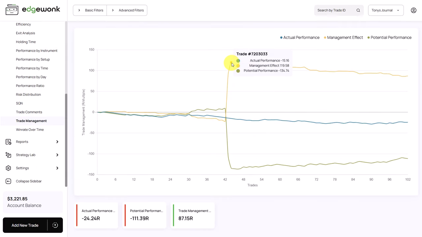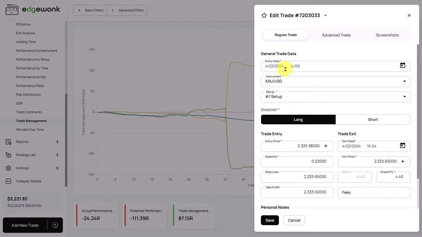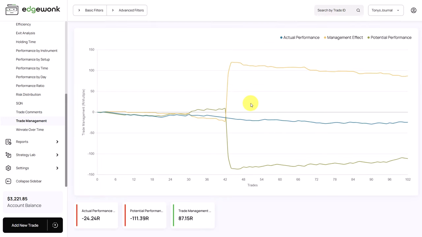So whenever you see a jump, you can just look at the trade and see what is going on here. Same is true for this trade. The entry price is at 2325.38 and the stop loss is at 2325.65. So the stop loss again is above the entry price. This will then correct the trade management graph.